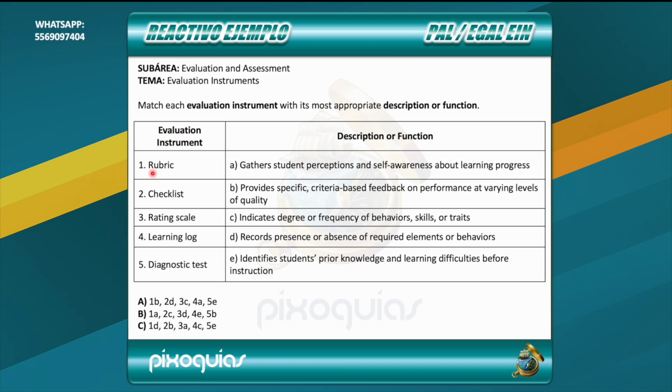We see evaluation instrument rubric and describes the match with B that provides specific criteria-based feedback on performance at varying levels of quality. While 2, checklist with D records presence or absence of required elements or behaviors. 3, rating scale with C indicates degree of frequency of behavior, skills or traits. 4, learning log with A gathers student perceptions and self-awareness about learning progress. And finally 5, diagnostic test with E because identifies students' prior knowledge and learning difficulties before instruction.